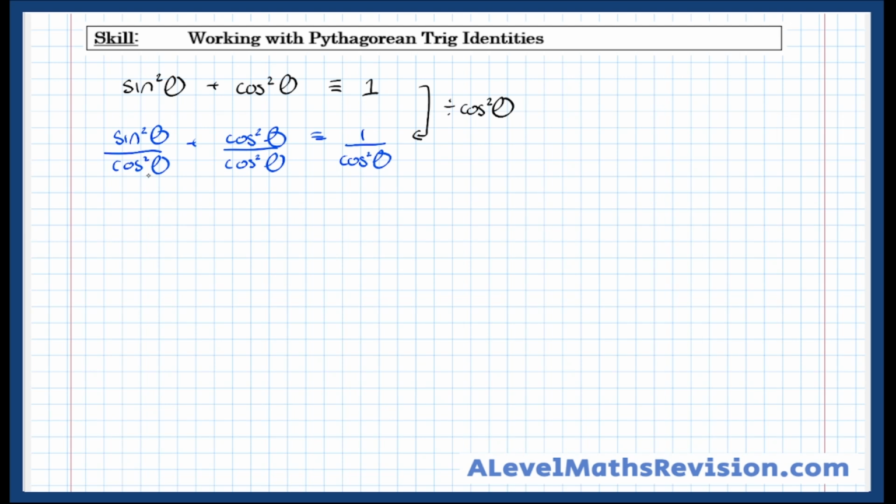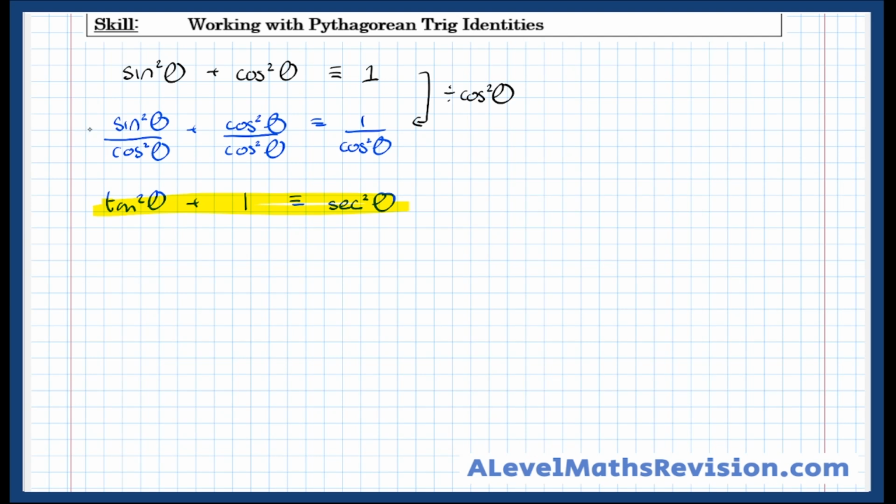So sine squared theta over cos squared theta, well, sine over cos is tan, so that is tan squared theta, plus anything divided by itself is just 1, is identical to, and remember the reciprocal of cos is sec, so that becomes sec squared theta. And there's our second Pythagorean trig identity.